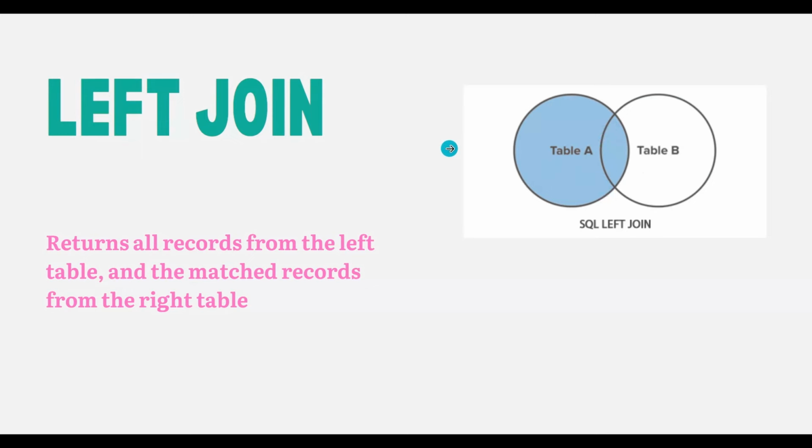So in a nutshell, you can understand that according to left join, it basically fetches the data of the left table and matched records from the right table. Right. So let's again understand the syntax of left join.